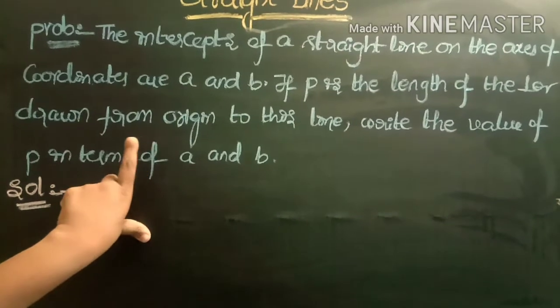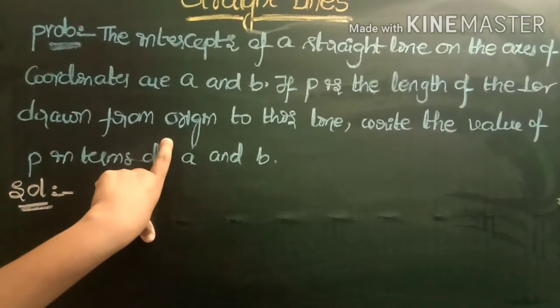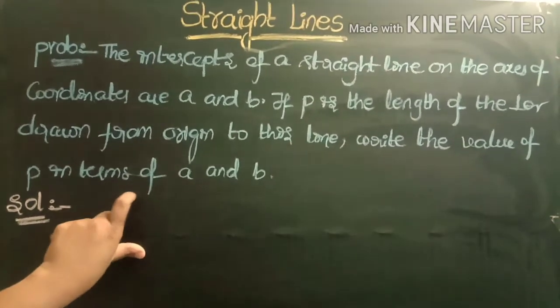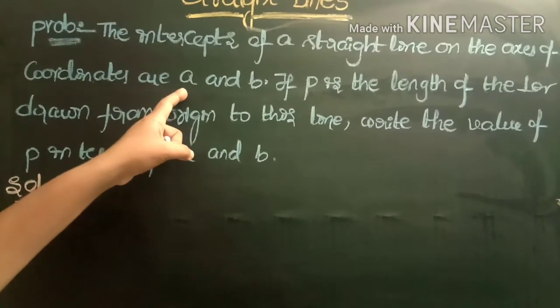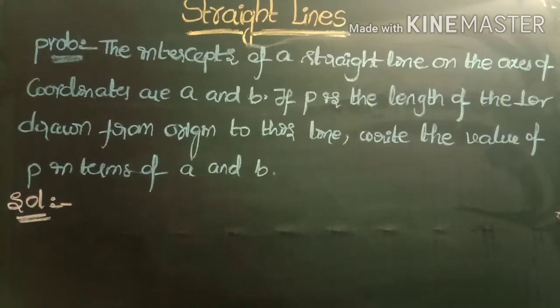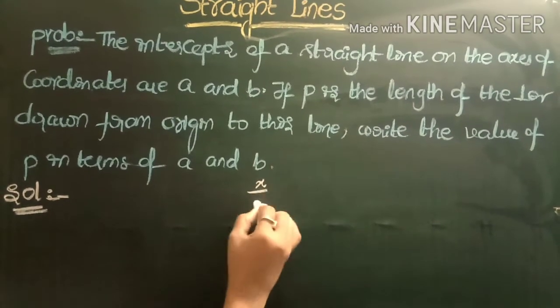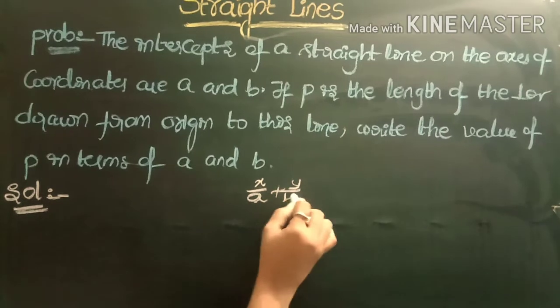Next problem. The intercepts of a straight line on the axis of coordinates are A and B, and if P is the length of the perpendicular drawn from the origin to this line, then write the value of P in terms of A and B. So given that the intercepts of a straight line on the coordinate axis are A and B. So what is the equation of the line now? x by a plus y by b is equals to 1. Now this is the equation of the line.